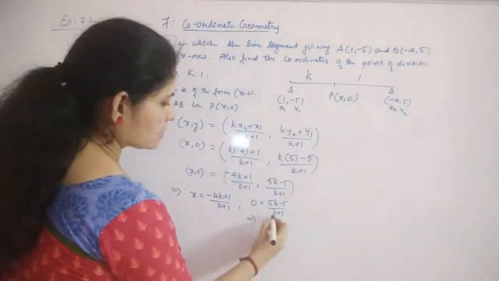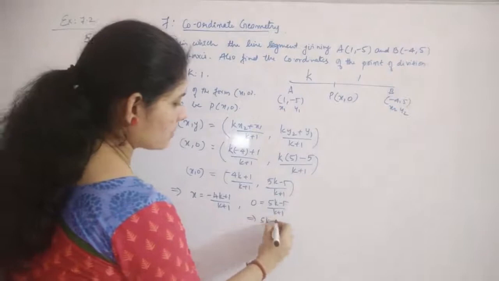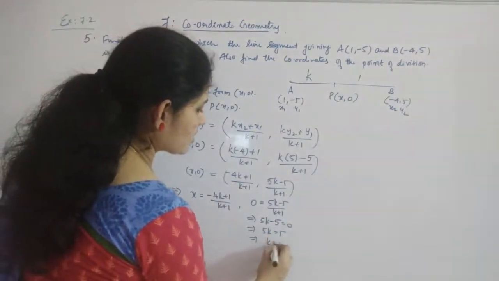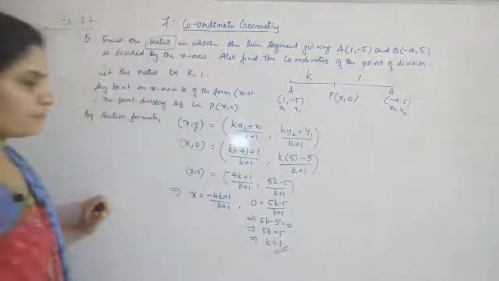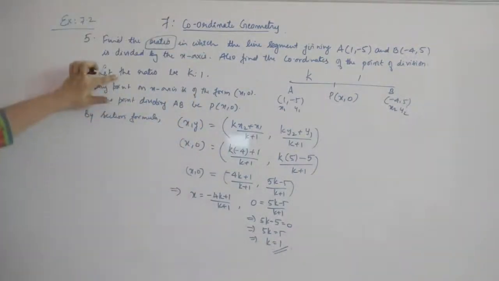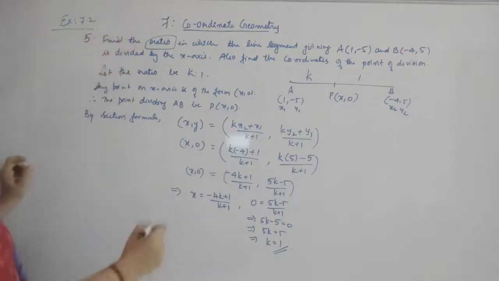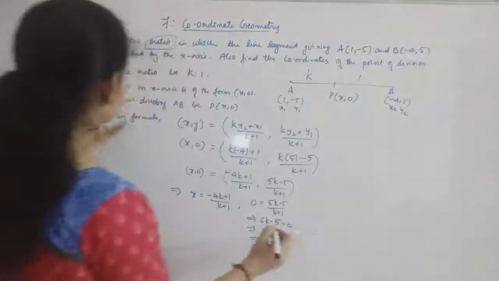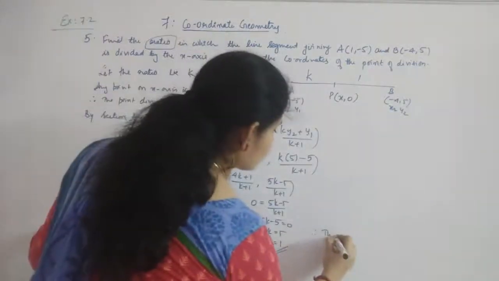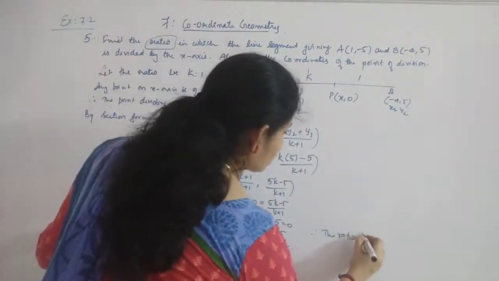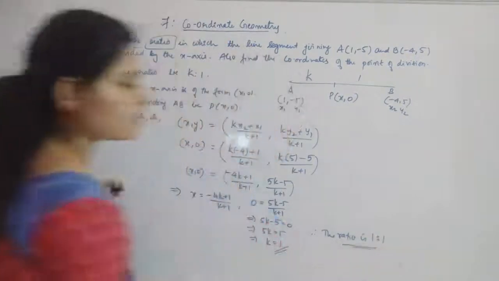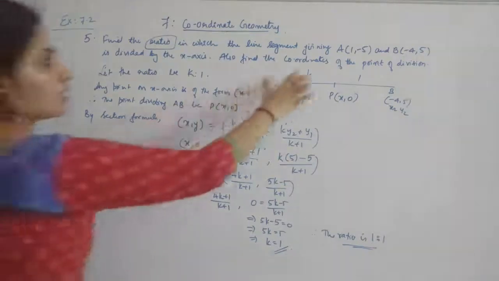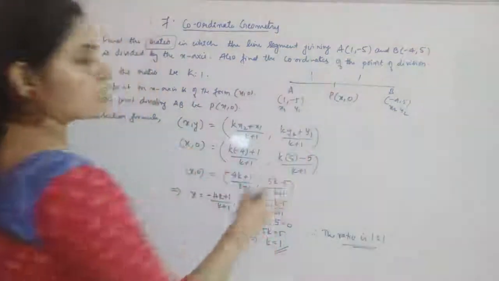Okay, here 0 into this will go, so 5k minus 5 is equal to 0, or 5k equal to 5, that is k is equal to 5 by 5, which is 1. Now when k is 1, what is the ratio? You have to find out the ratio, no? Therefore the ratio in which P divides is 1:1, and the meaning of 1:1 is P is acting as the midpoint of A and B, right? P is acting as the midpoint.